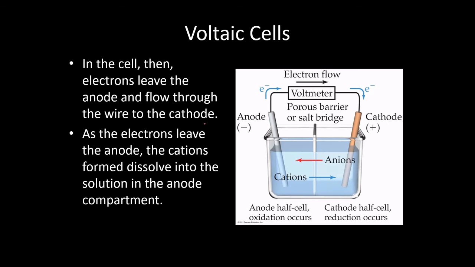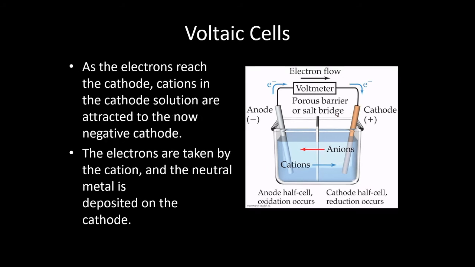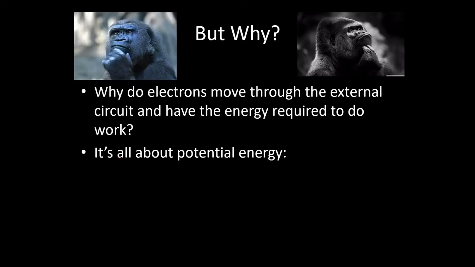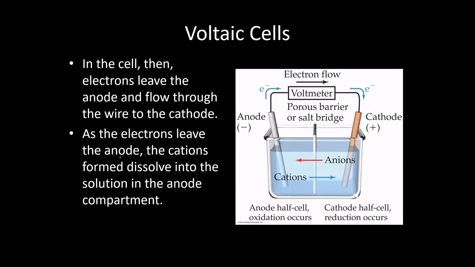All right, so in the cell, electrons leave the anode and flow through the wire to the cathode. As the electrons leave the anode, the cations formed dissolve into the solution in the anode compartment. So we have this movement of multiple different things happening inside our voltaic cell, with the end result being electrons moving from the anode side to the cathode side. That is the main result that we are worried about, the movement of those electrons. As the electrons reach the cathode, cations in the cathode solution are attracted to the now negative cathode. So we have some positively charged stuff over here that says, ooh, electrons, I like those. It comes over and grabs the electrons off of the cathode. The electrons are taken by that cation and a neutral metal is deposited on the cathode. So that was the basic summary of what's happening on these last two slides, the basic summary of what happens when you're discharging a voltaic cell.